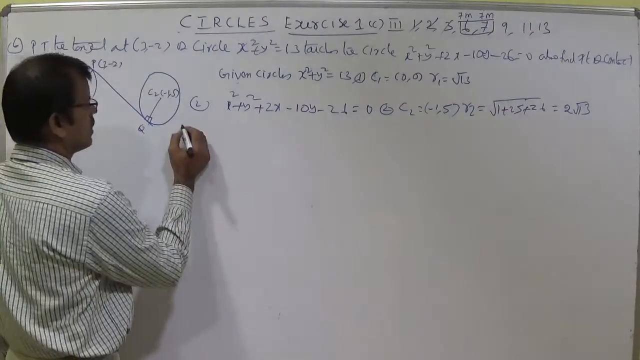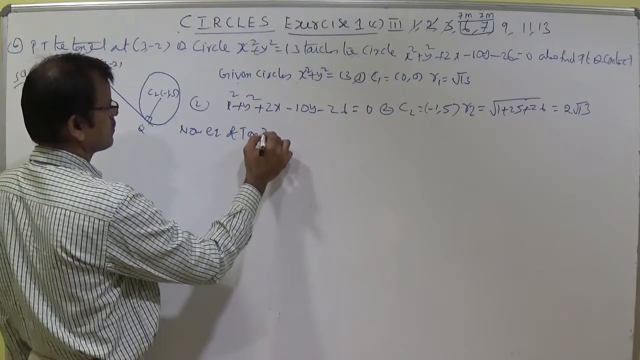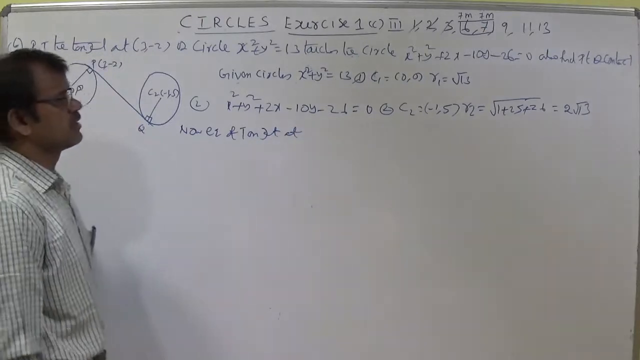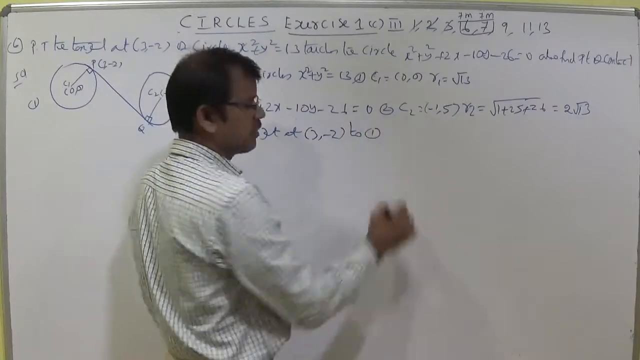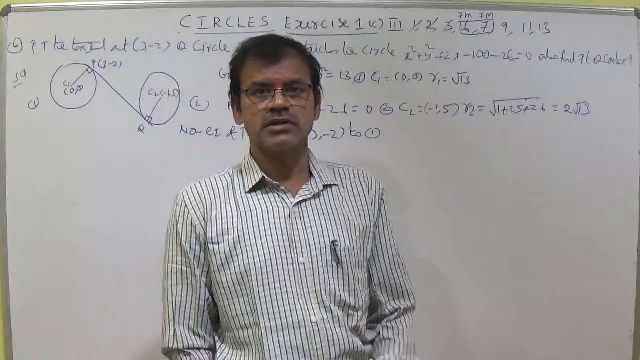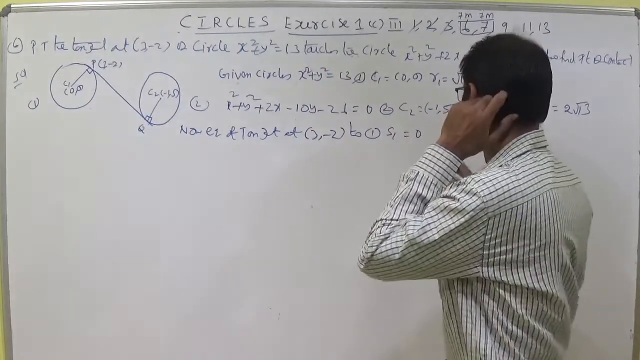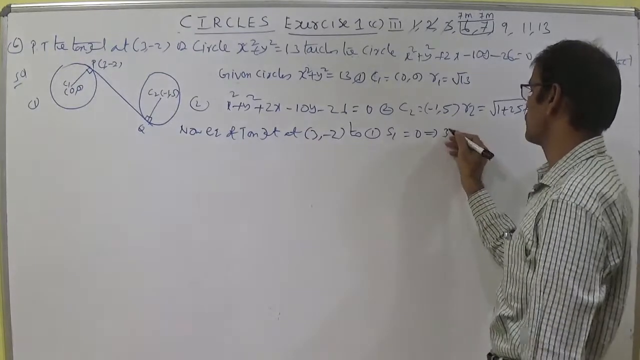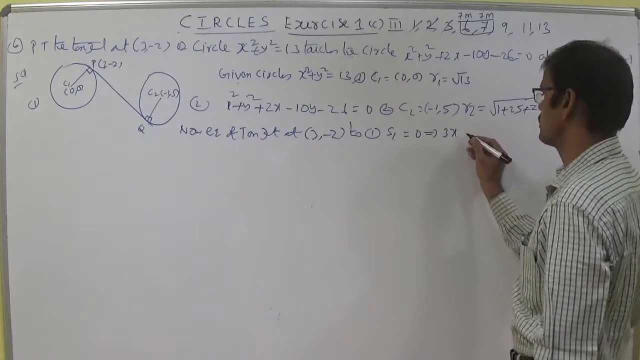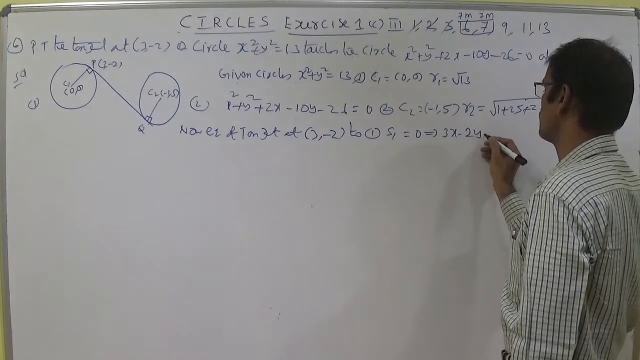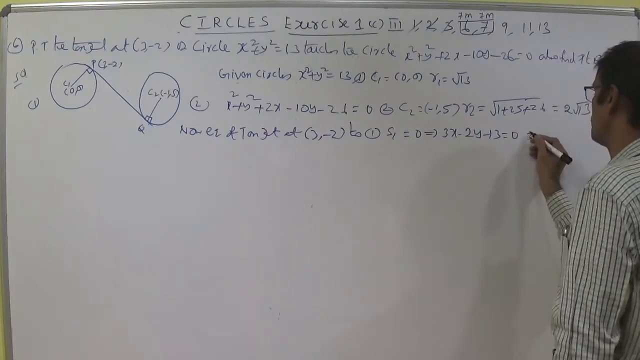Now I am writing the equation of tangent at 3 comma minus 2 to the first circle. For the first circle, the equation of tangent at 3 comma minus 2, the formula is S1 equal to 0. The S1 notation is xx1 plus yy1 minus r square for the circle x square plus y square equal to r square. So you write here 3x minus 2y minus 13 equal to 0. This is the third equation.